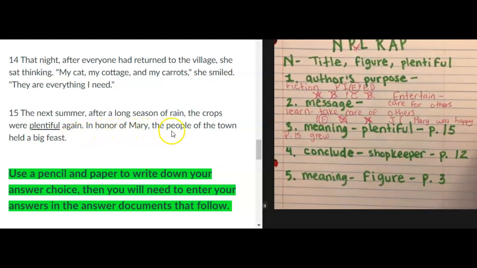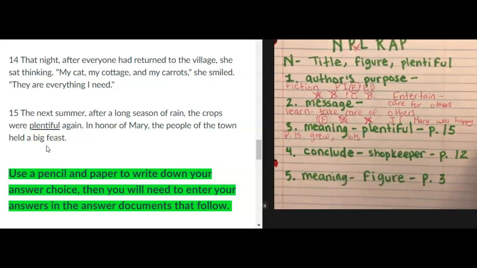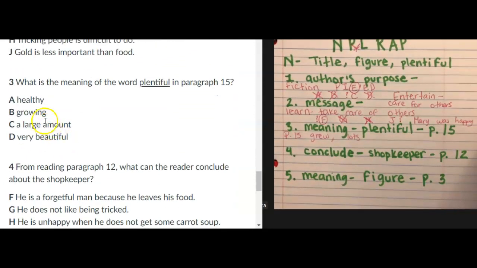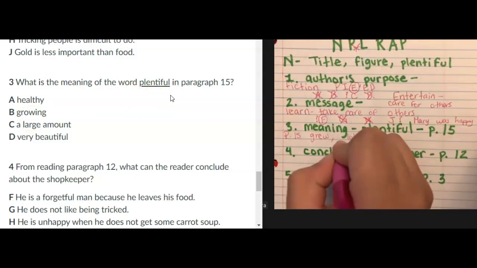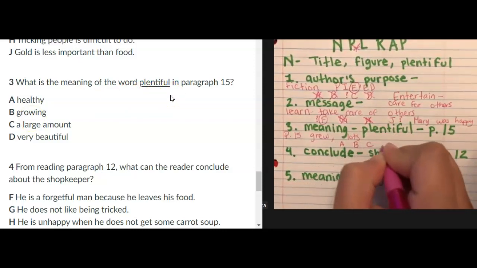In honor of Mary, the people of the town held a big feast. So if you have a big feast, that means that you have to have lots of something. So using the clues that I wrote down from the story and from my brain, I'm going to scroll down and see if there's anything like that that's talking about these 2 clues. So I have letter A, B, C, and D.